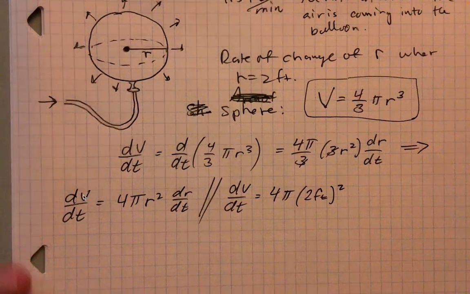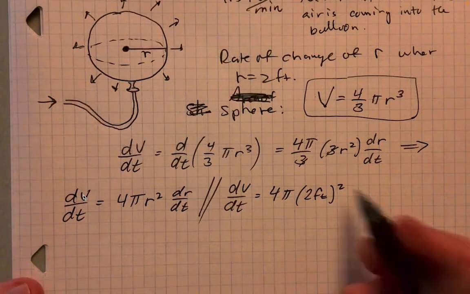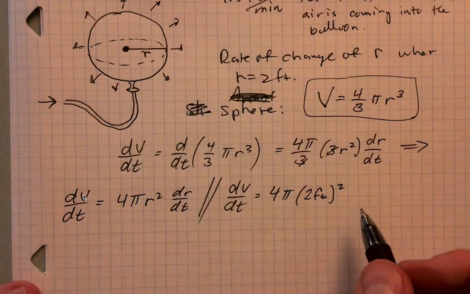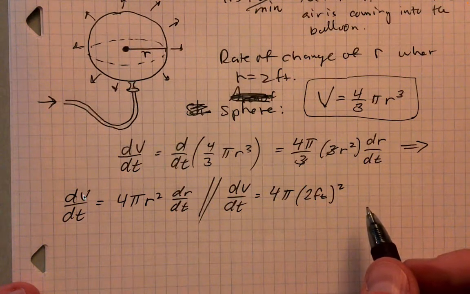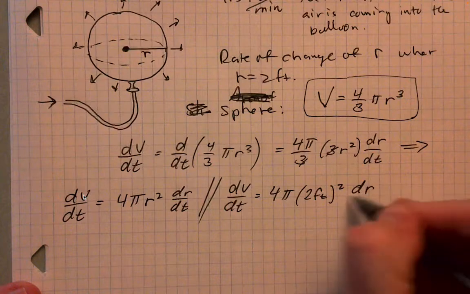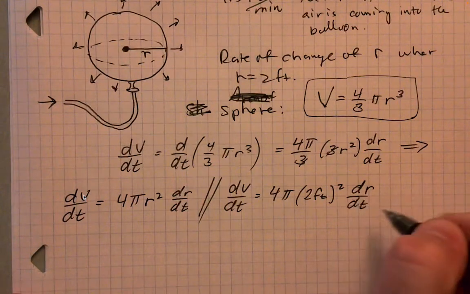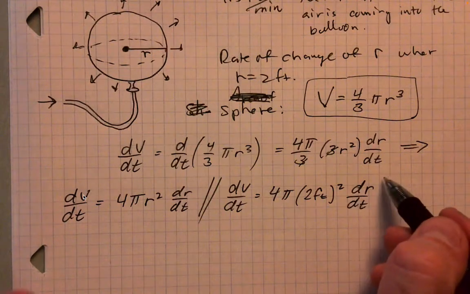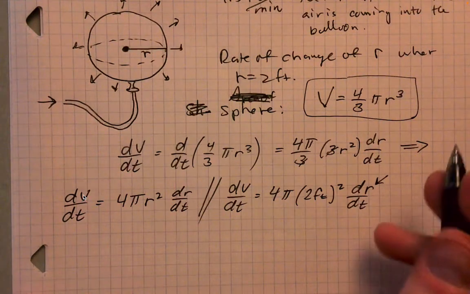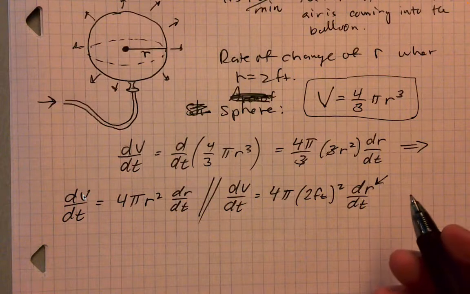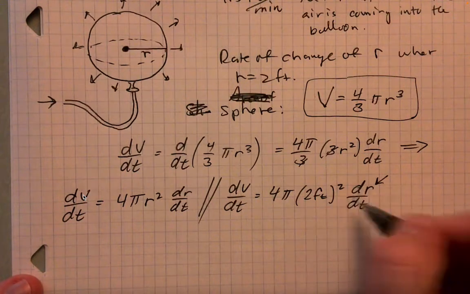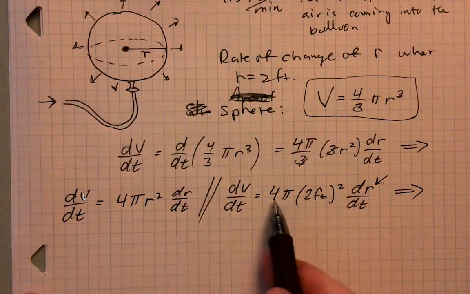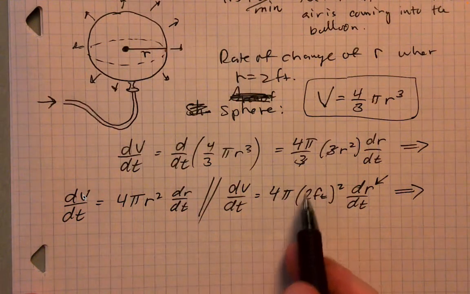And that's squared. And then dr/dt. Okay, so let's see here. Okay, all right, so we've got this. And what we're actually interested in here is dr/dt, right? So we need to do a little bit of algebra to get dr/dt by itself. Basically we would just need to divide by this piece here.